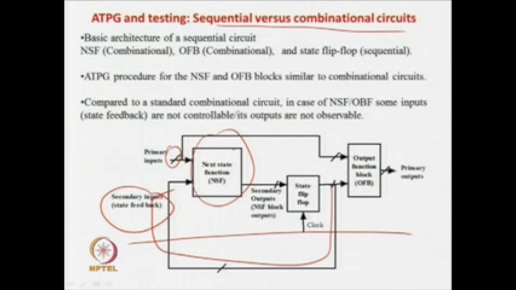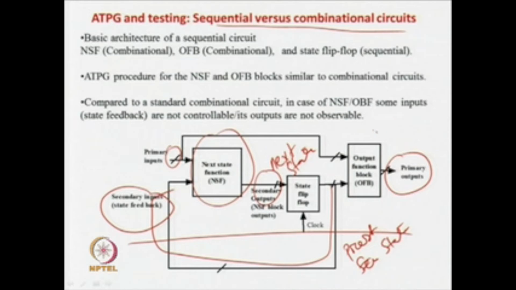The output of the next state function block tells you the next state of the circuit, and is also called the secondary output, because the primary outputs come from the output function block, which we will see later. The NSF output is not a direct output, but the secondary output which determines the next state of the circuit. This is sometimes called the next state bits, and similarly the outputs of the state flip flops are the present state. We all know this from digital design. The present state is also fed back to the next state function block, so we call it virtual primary inputs or secondary inputs.